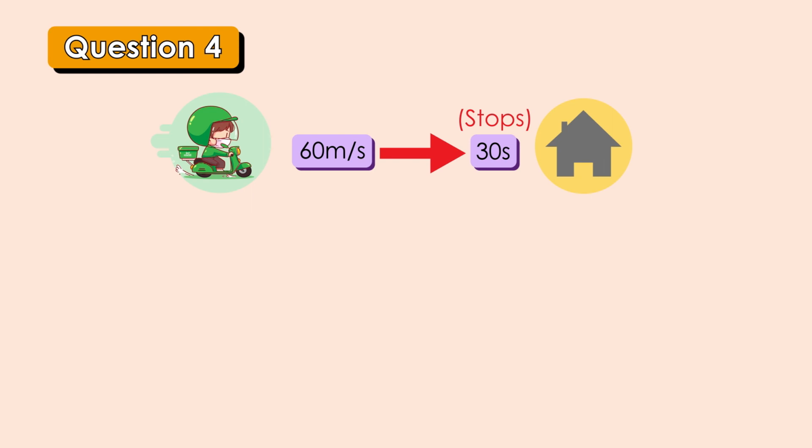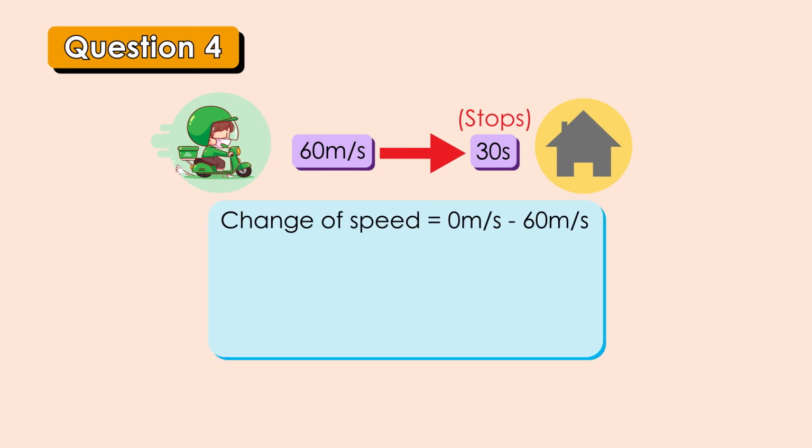Pupils, can you check the change of speed first? You need to understand that when an object stops, then its speed is 0 meter per second. Right, therefore, the change of speed is 0 meter per second minus 60 meters per second, which is negative 60 meter per second. The next step is to write down the formula before substituting the values. Acceleration is change of speed over time. Next, we can substitute the values given.